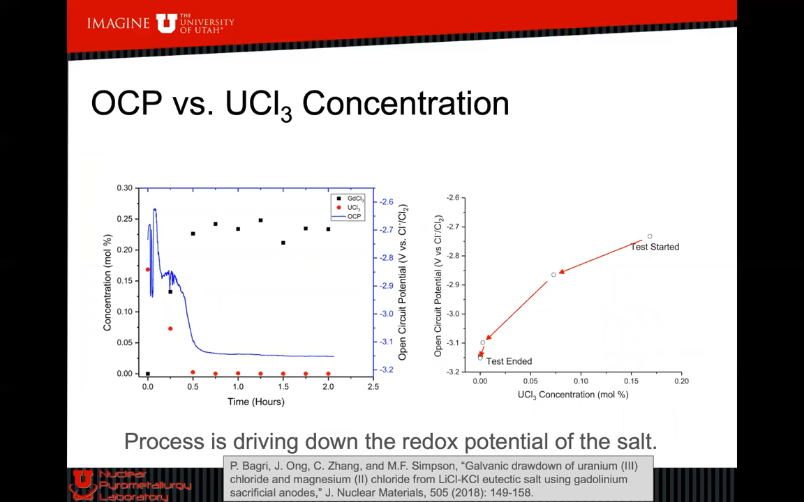And this shows that we can monitor this process using OCP, open circuit potential. Just measure the potential versus a reference electrode in the salt. At the start of the test, the potential was up here. And as we pulled uranium out of the salt, the OCP kept going down, down, down. So you can use this to actually monitor when the reaction is complete, which is very nice.